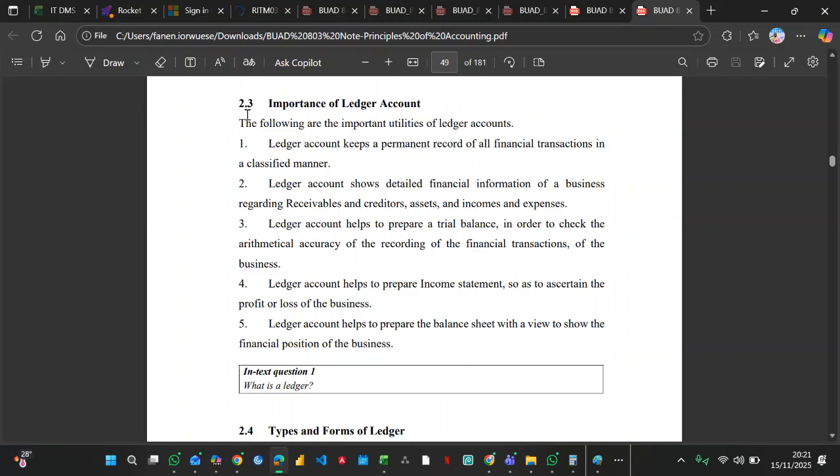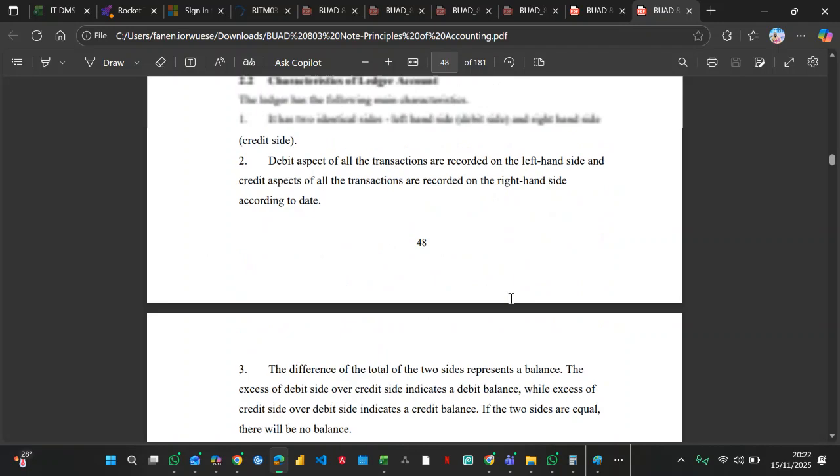So we have some importance of it. The following are the important utilities of a ledger account. A ledger account keeps a permanent record of all financial transactions in a classified manner, and it shows detailed financial information of a business. Understand? It shows all detailed financial information of the business regarding receivables and creditors, assets and income, expenses and all that. It also helps you to prepare a trial balance. So I think the trial balance is also part of this.